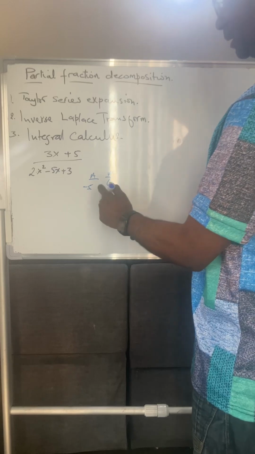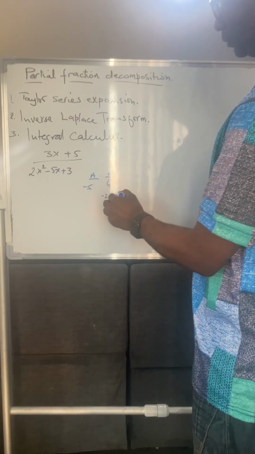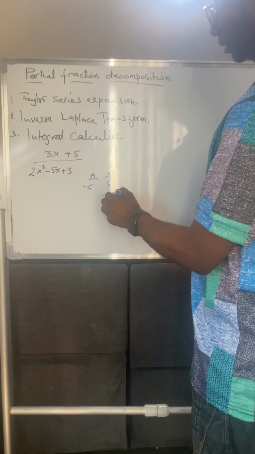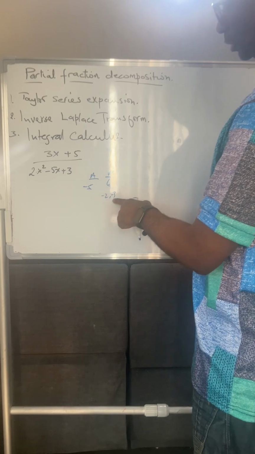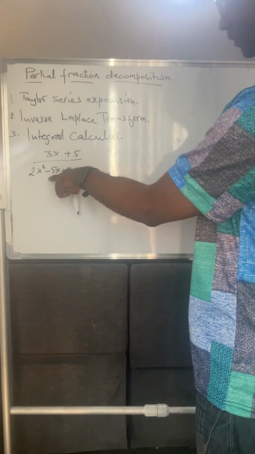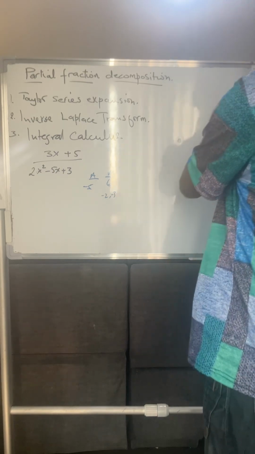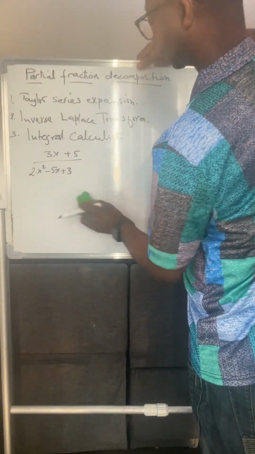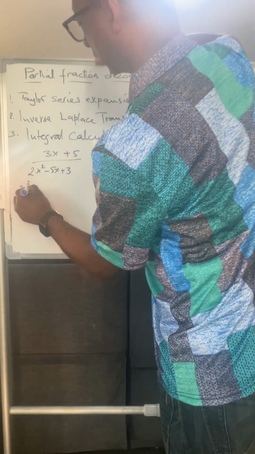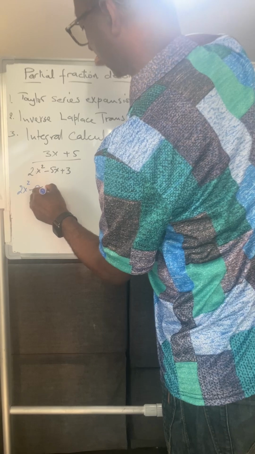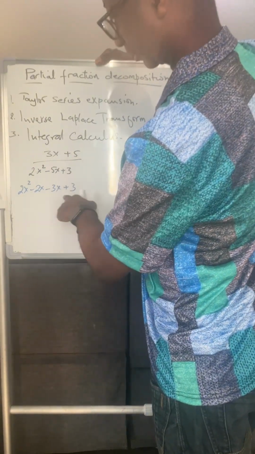So we know that the factors of 6 are 2 and 3. If you add minus 2 and minus 3, you get minus 5. But if you multiply minus 2 and minus 3, you get plus 6. So it's minus 2 and minus 3. These are our factors. We know how to do this. So what you have here is 2x squared minus 2x minus 3x plus 3. Broken down.